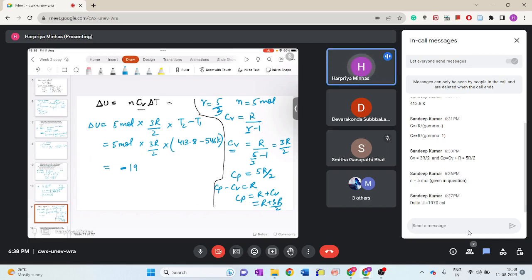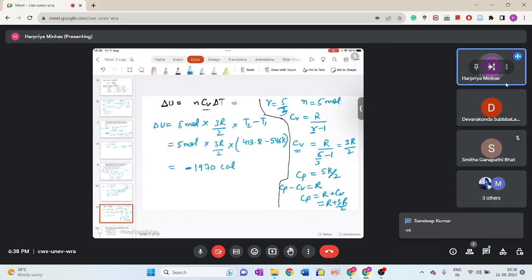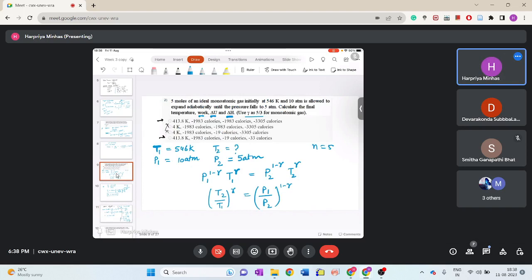So it will be approximately, taking your values, near to minus 1970 calories. Yes, it's negative. Now check back the options given in the question. The options are all very close, minus 1983, so we can't eliminate any of the options.